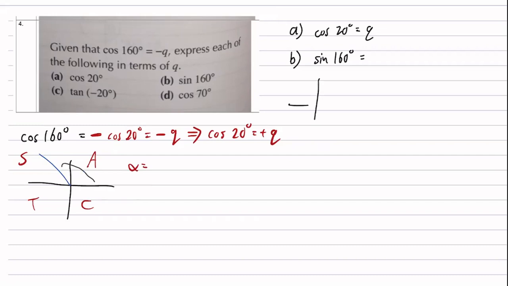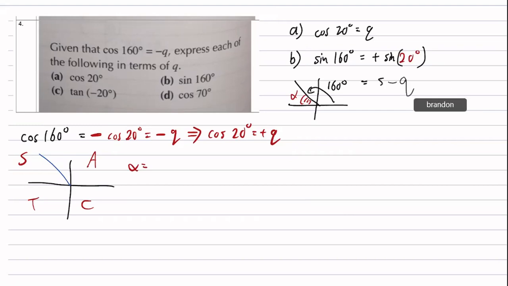Just recycle the same diagram. 160 degrees is here. What's my alpha? 20. Alpha is 20 degrees. Positive. So negative Q. Let me think. Positive, and then yeah, correct. No, wrong. Cosine of 20 degrees is positive Q.